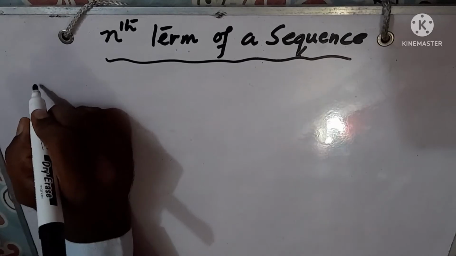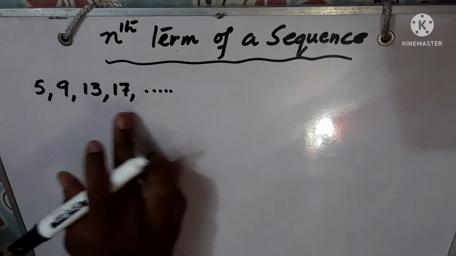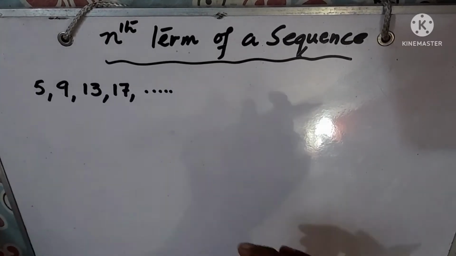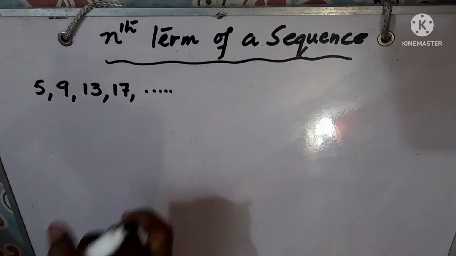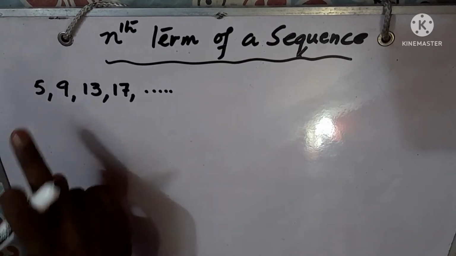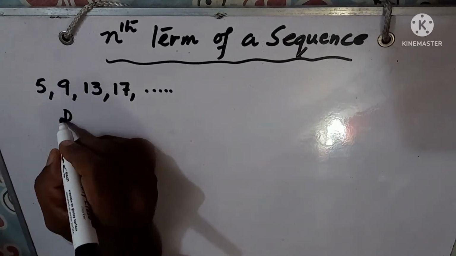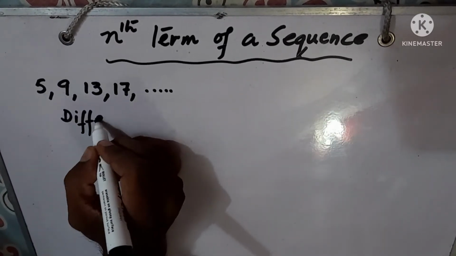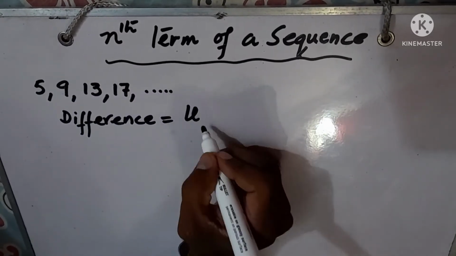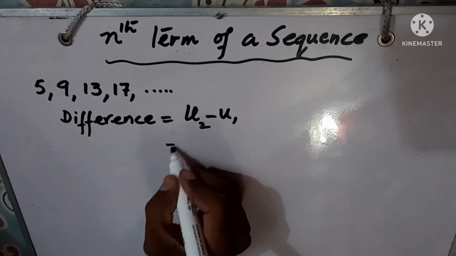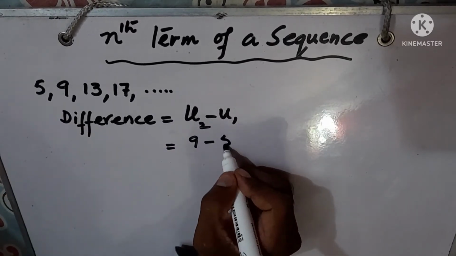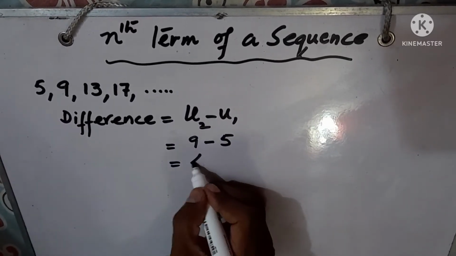Suppose I have a sequence given and I need to find the nth term of this sequence. I will find the difference between any two consecutive terms, like u2 and u1 or u3 and u2. Let's find the difference. It is equal to u2 minus u1. My u2 is 9 and my u1 is 5, so 9 minus 5 gives me 4.